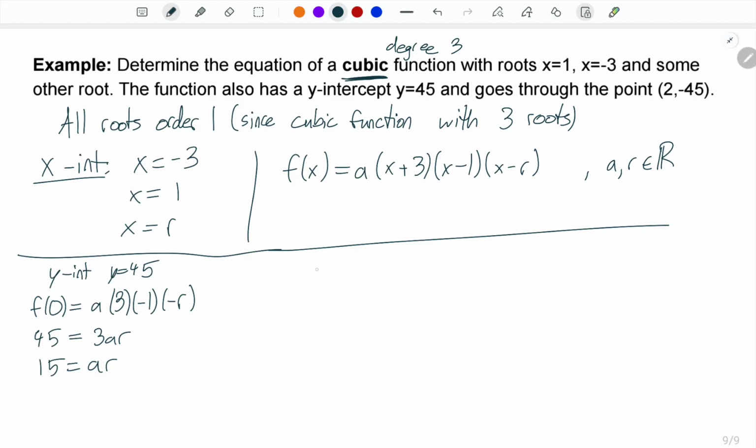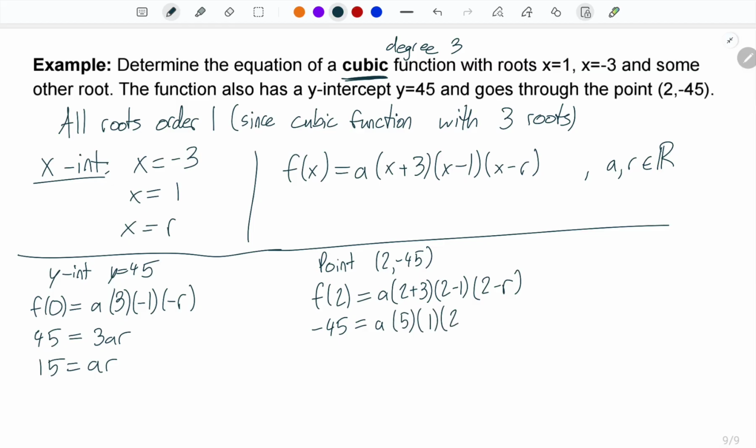Okay, the other equation, the point (2, -45), is going to become f of 2. This is where things will get a little tricky because we'll have an a here, we'll have numbers being added, 2 plus 3, we will also have 2 minus 1, and then 2 minus r. It's not the nicest looking, and that's going to be -45 because that's where the y value is of the point. But yeah, we just need to simplify the right hand side. So we get 5, 1, 2 minus r. I'm just going to keep simplifying that for now.